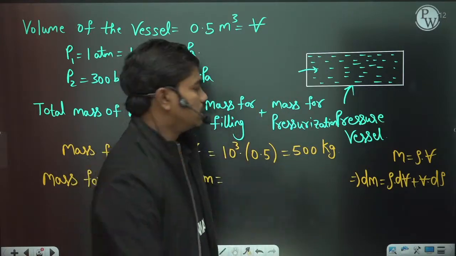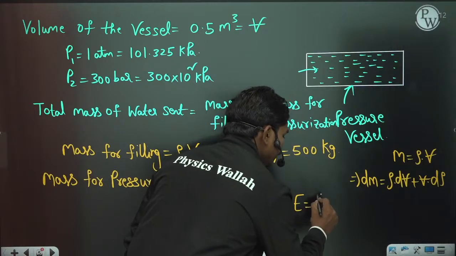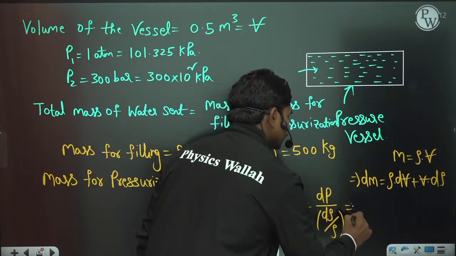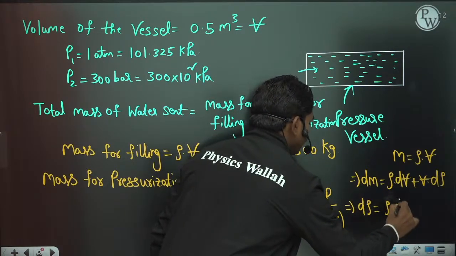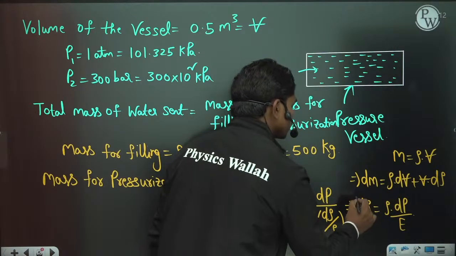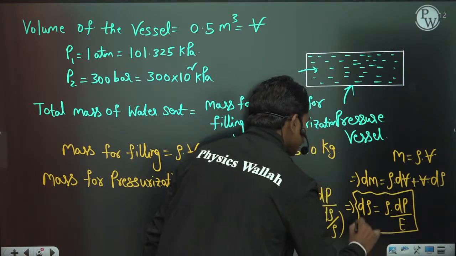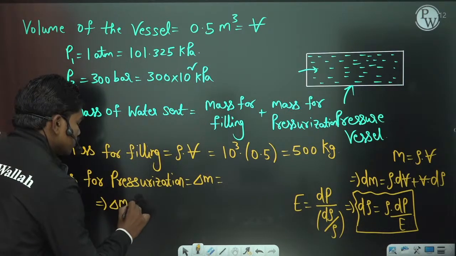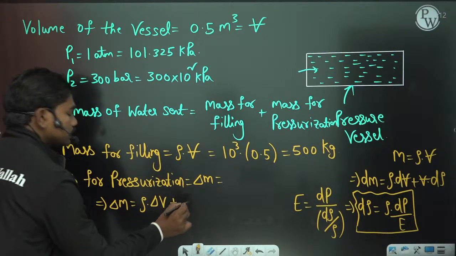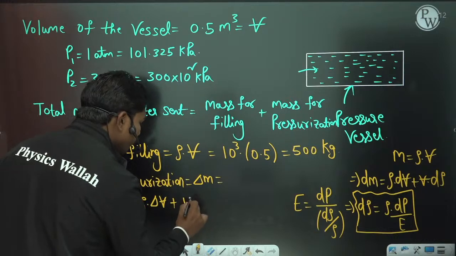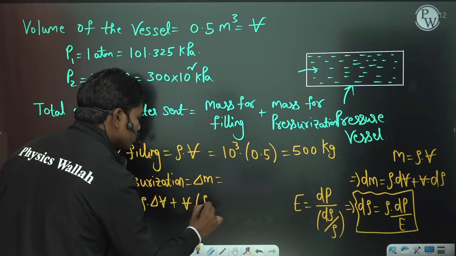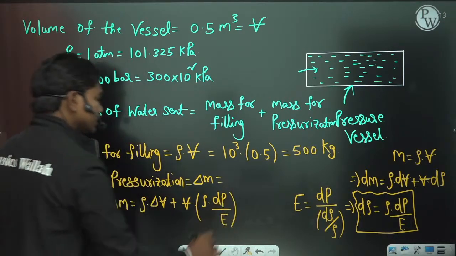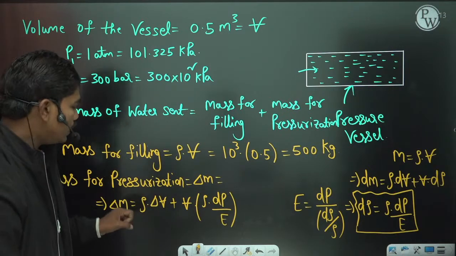You have this bulk modulus. So E is equal to dP by d rho by rho. From this expression, d rho is nothing but rho times dP by Young's modulus, this bulk modulus. So this is how you calculate the d rho value. Now if you substitute here, delta M is equal to rho times delta V plus V times d rho, which can be written as rho times dP by this bulk modulus. This is the expression. So let us substitute the values and evaluate this delta m.